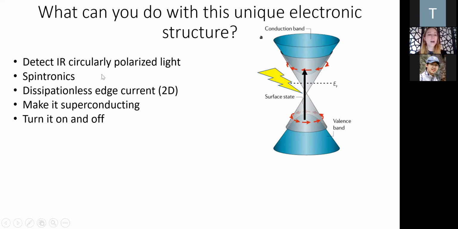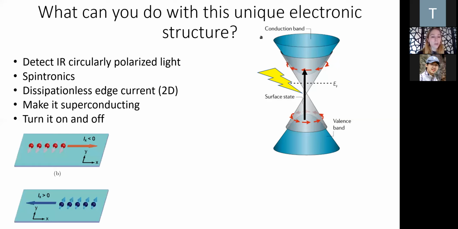Another aspect that they can be utilized in is spintronics. That comes from spin momentum locking. Electrons moving in one direction have a specific spin. So you have an automatic way to use a known spin state for whatever you want to do. So here's the spintronic sketch.